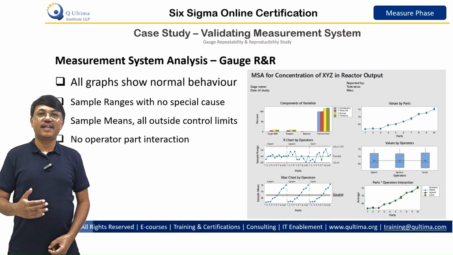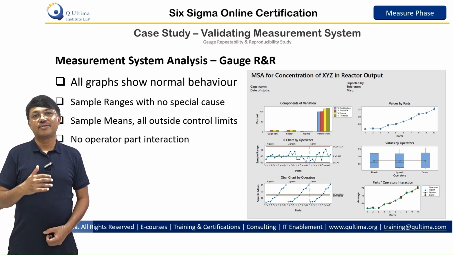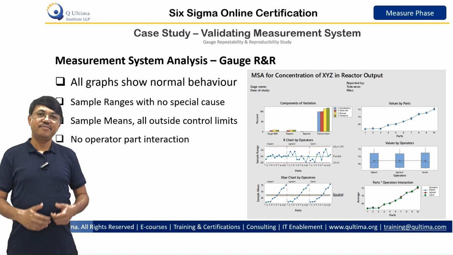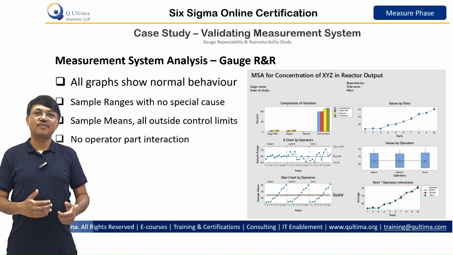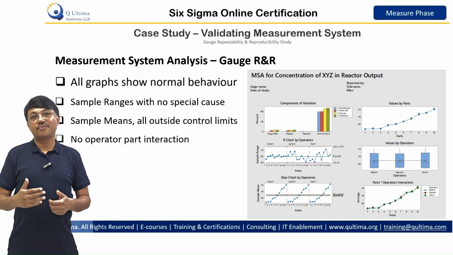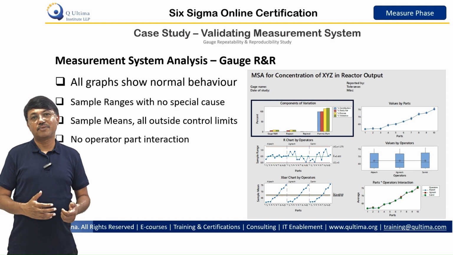In the gauge repeatability and reproducibility study, the most important thing is graphs. First we view the graphs, and when we see these 6 graphs, all of them show that the measurement system is very good. The contribution of variation from the parts is maximum, which indicates that the measurement system is good.